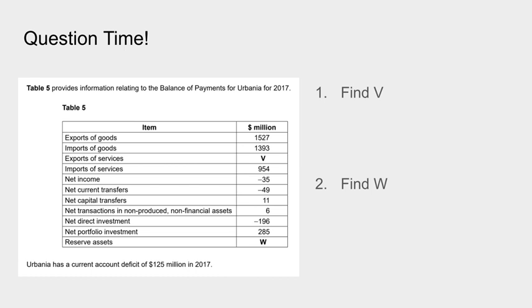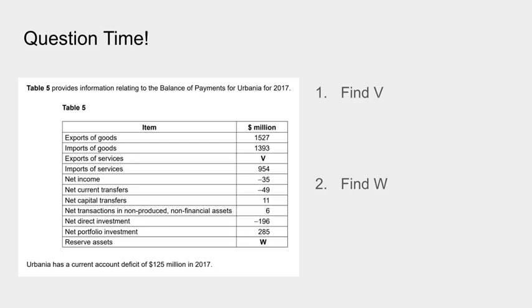So right off the bat, we actually have the current account deficit listed here, which is 125 million. Given the fact that exports of goods, imports of goods, exports of services, imports of services, net incomes, and net current transfers are all part of the current account up to this point right here, we know that the sum of all of these components will add up to minus 125 million, given the fact that the current account is in deficit, so it's a negative number.